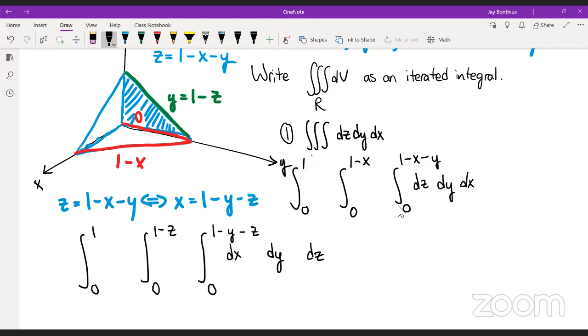Can you do an example of a region trapped between a cone and a paraboloid? Trapped between a cone and a paraboloid? Yeah. Let me check the chat, make sure that everyone's good.